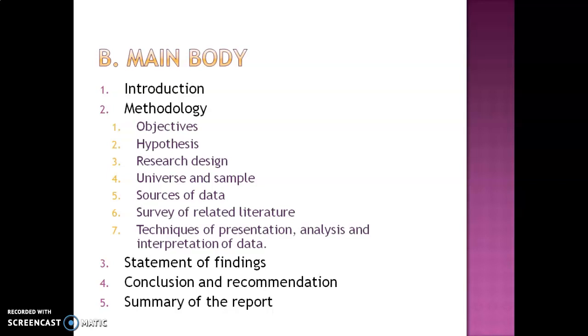Then the next part is the conclusion and recommendation part. The conclusion should be drawn with direct reference to the objective of the study. So it is based on the objectives that we write our conclusion. The researcher in this part of the report must be specific with reference to the hypothesis formulated by him. He has to indicate whether the hypothesis has been accepted or rejected.